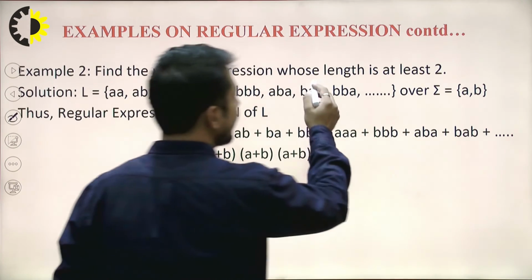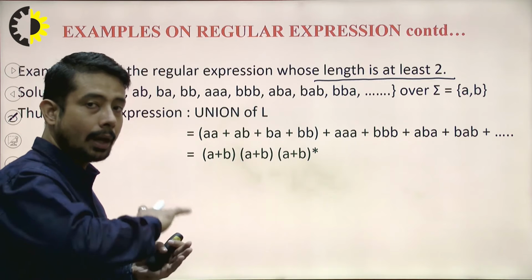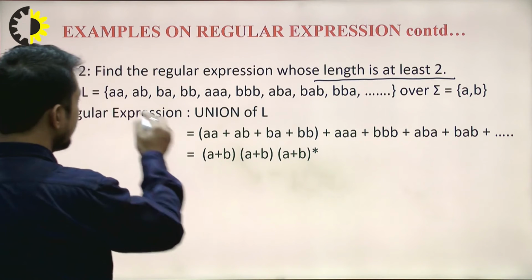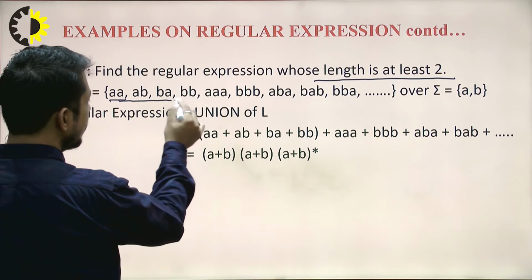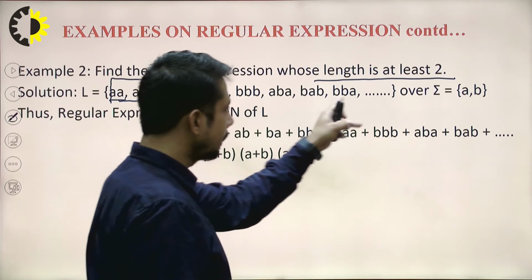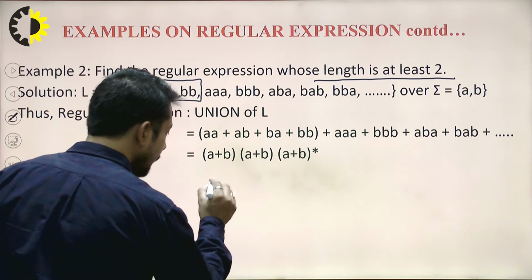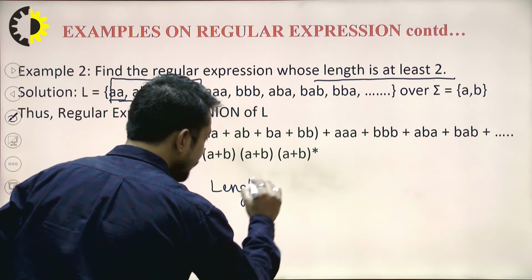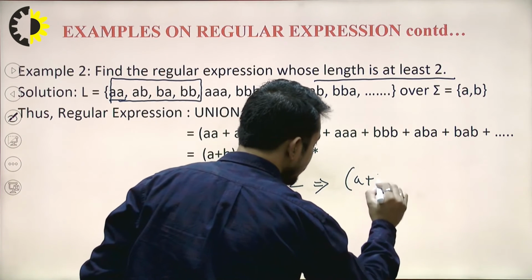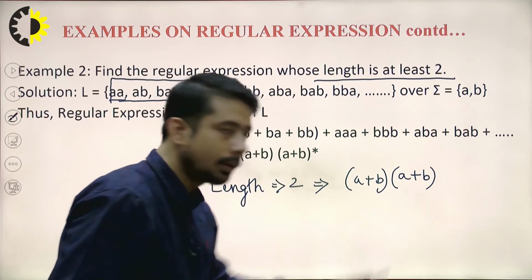It says length is at least 2. That means length should be at least a minimum of 2. After that, it can be n number of times. That means it is an infinite language. So the language has been given: AB, BB. This is length equal to 2. After that, it is length equal to 3, and it will keep on going. So as per my knowledge, I know length is equal to 2. What is the basic length equal to 2 expression? It is A plus B into A plus B. So at least 2, so minimum I got as 2.